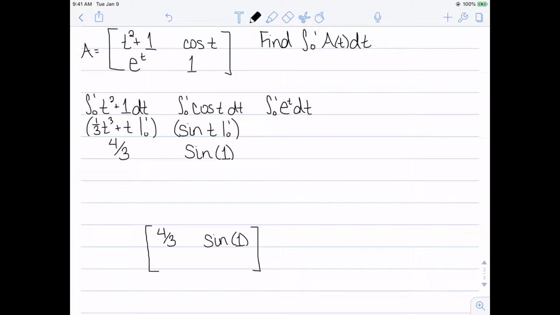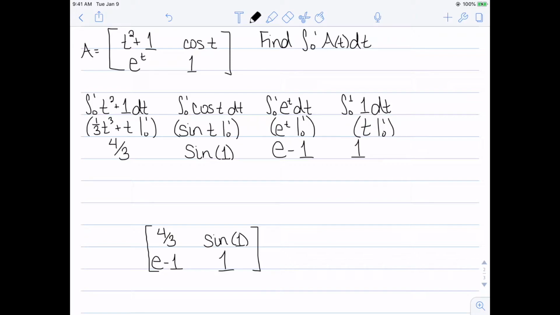Integral from 0 to 1 of e to the t. We know that the integral of e to the t is just e to the t. And if we stick in our bounds, we get e minus 1. That would be the result in the second row, first column of our solution. Finally, I need to consider the integral from 0 to 1 of 1 dt. The integral of 1 is just t. And if I stick in my bounds, I get a solution of just 1. And with that, I have my solution matrix.